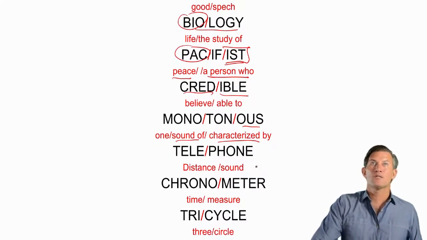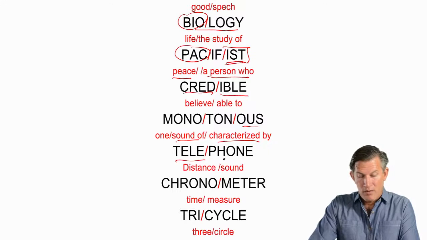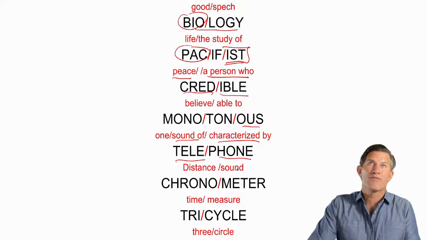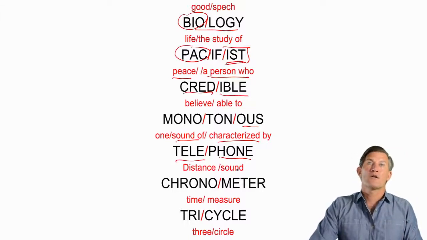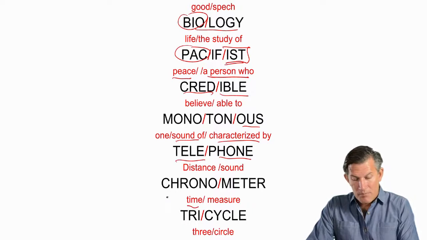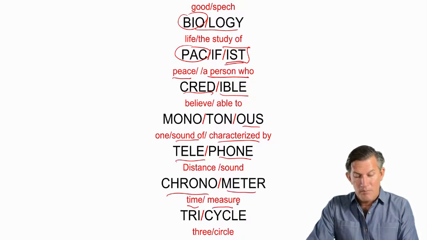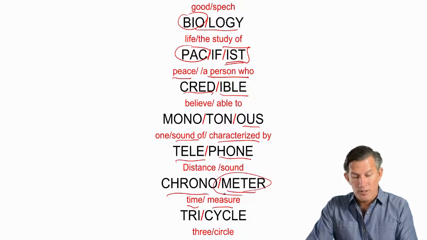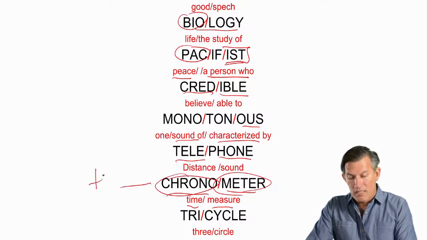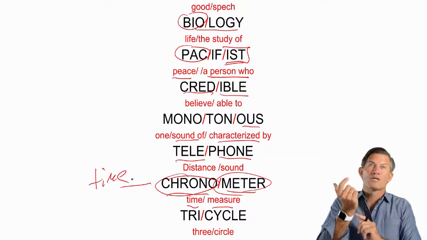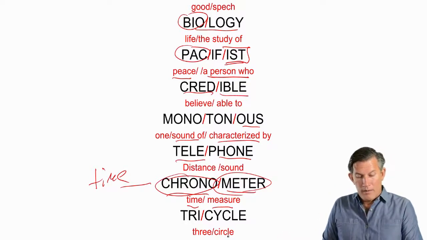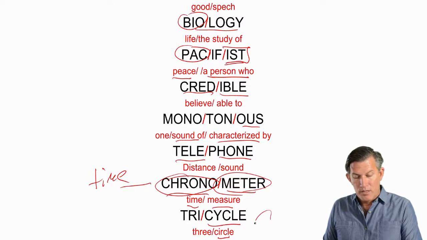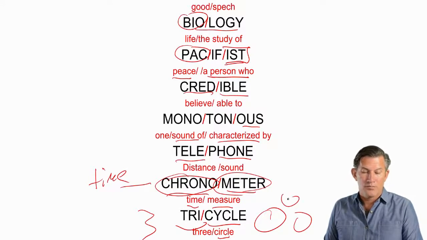We know what a telephone is, but tele always means distance. Phone always means sound. So a telegraph means distance by writing. Okay, chronometer, chrono means time, and meter means measure. So when you see chrono, write time. Again, your watch is a chronometer, but we don't call it that anymore. Okay, cycle means circle, and tri means three. So a tricycle has three wheels.